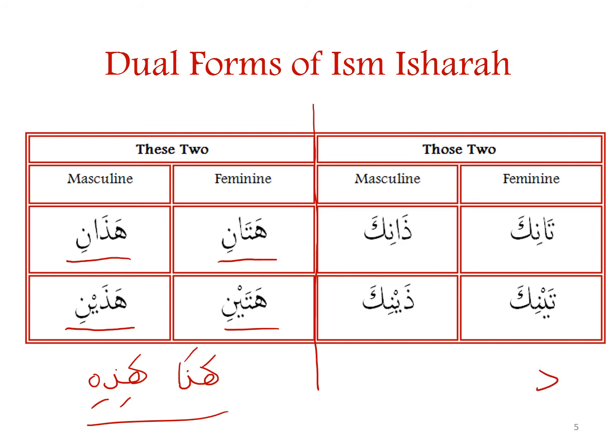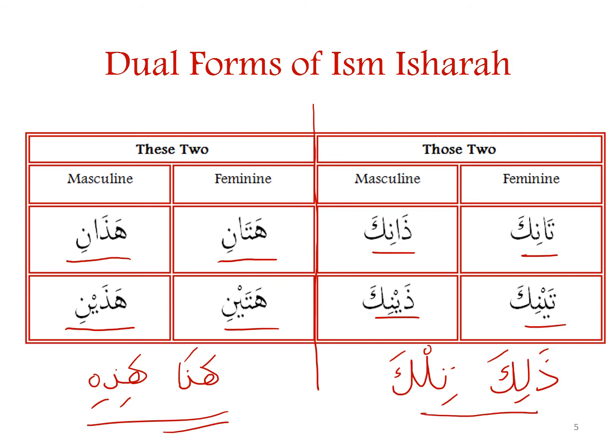Now on this side we're talking about dhalika or tilka. So we have dhanika or dhainika, tanika or tainika. And here the plural is ulaika, and here it's haulai. So these are all the ism isharas you'd have to memorize together with ulaika and haulai. And you'd have the singular, the duals, and the plurals.